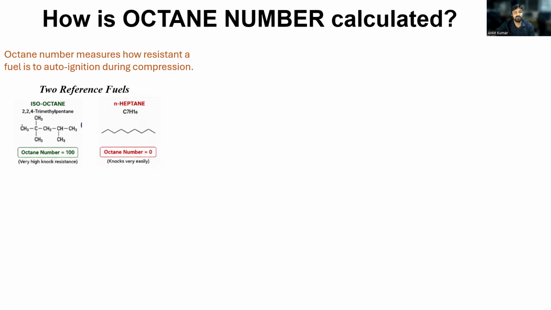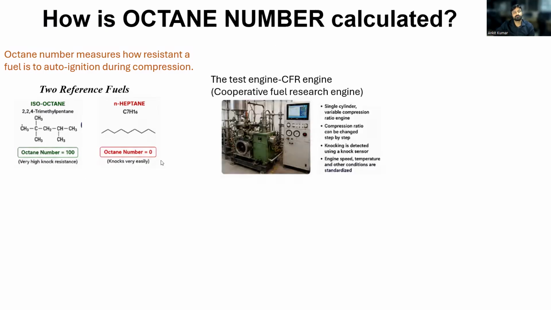And for N-octane, it has been assumed that the octane number is only 0. Now, in order to test this octane number, there is a test engine called the CFR engine, also called the Cooperative Fuel Research Engine. So in this engine, there will be a single cylinder, and then there will be variable compression ratio.